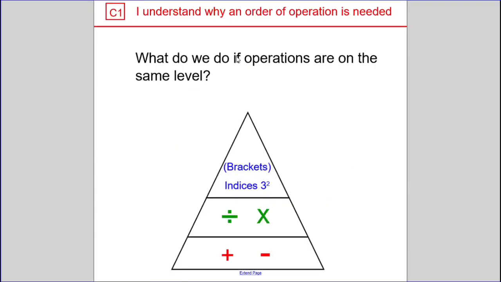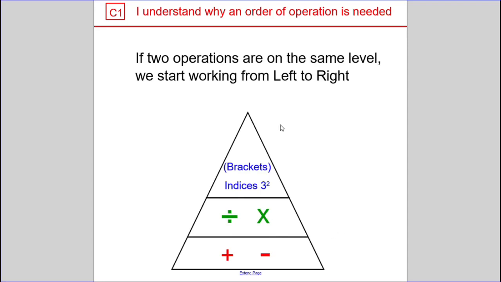Before we move on to F2, we're going to revisit our concept. So this is our BIDMAS pyramid we should know from earlier on. What happens if operations are on the same level? So if we've got a division and a multiplication, or if we've got an addition and a subtraction, both present in the question that we are working with. If this is the case, if 2 operations are on the same level, we start working from left to right.